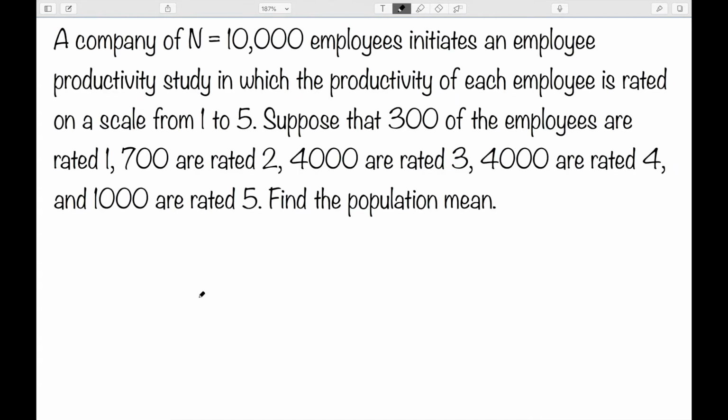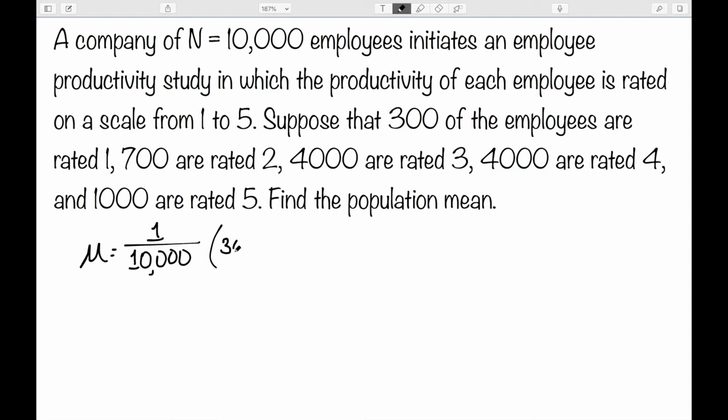Let's suppose a company of 10,000 employees initiates an employee productivity study in which the productivity of each employee is rated on a scale from 1 to 5. We know that 300 of the employees are rated 1, 700 are rated 2, 4,000 are rated 3, 4,000 are rated 4, and 1,000 are rated 5. And we want to find the population mean. Well, we know we have 10,000 total employees, so we need to divide by 10,000.